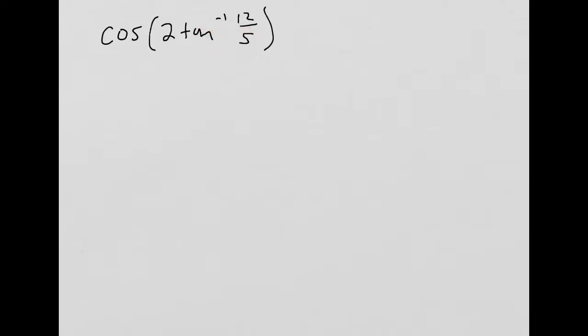So what do we mean by that? We mean that the tangent inverse of 12 over 5 is equal to some angle. I'm going to call it A. So this means that the tangent of A is equal to 12 over 5. This is actually pretty important because once we know the tangent of A is 12 over 5, we should be able to get the sine of A and the cosine of A. So we'll do that in a little bit.